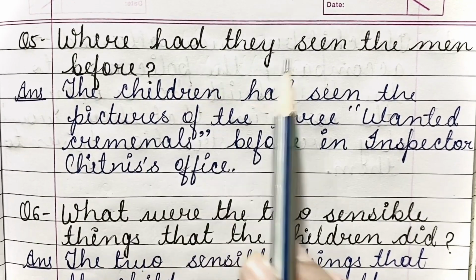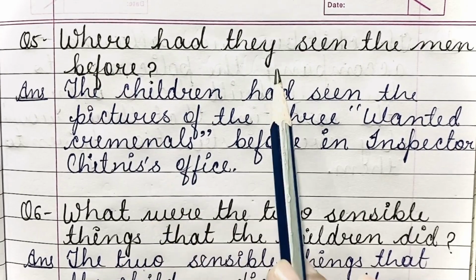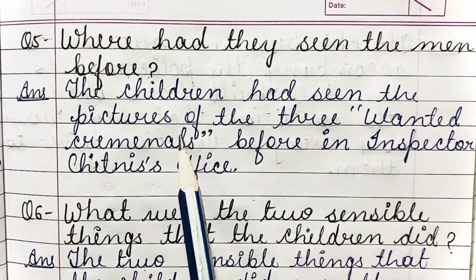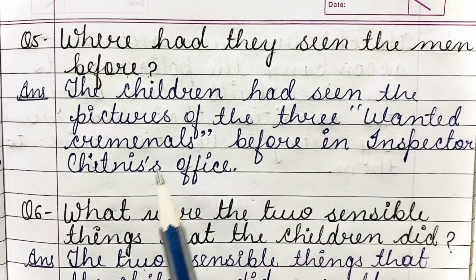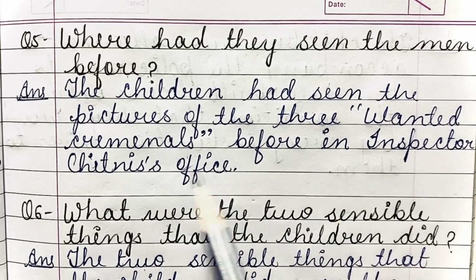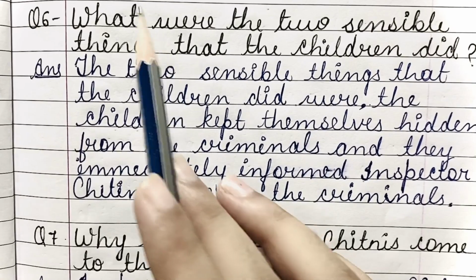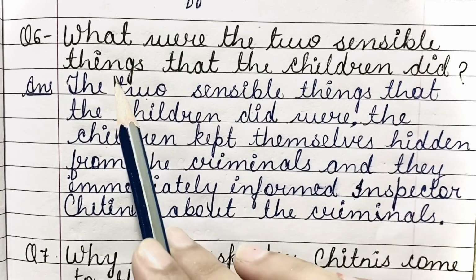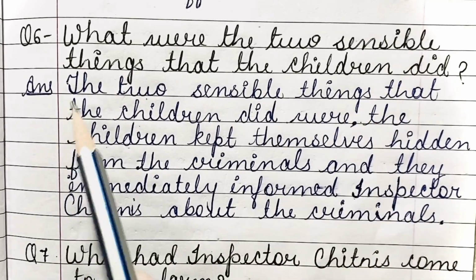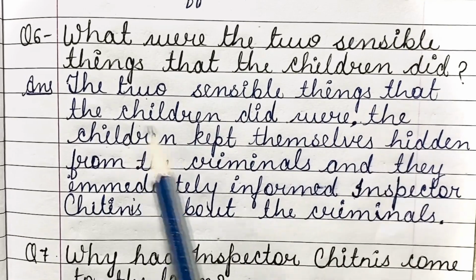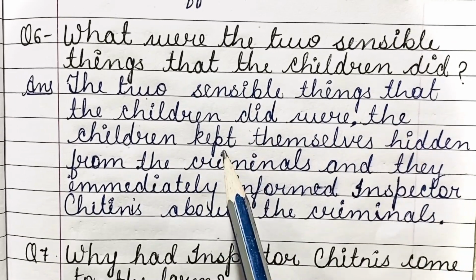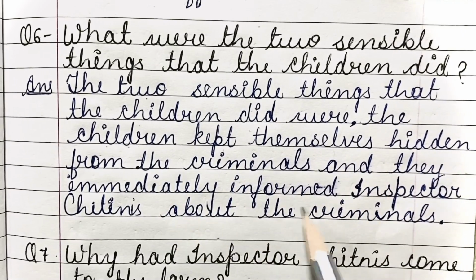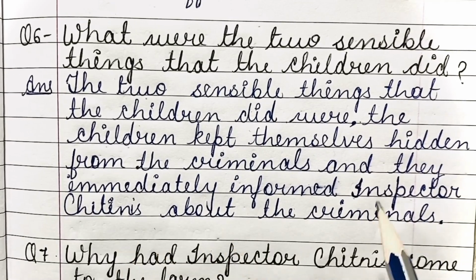Next question is question number 5. Where had they seen the man before? So the answer is, the children had seen the pictures of the 3 wanted criminals before in Inspector Chitnis' office. What a weird name is Chitnis. Question number 6 is, what were the 2 sensible things that the children did? So the 2 sensible things that the children did were, the children kept themselves hidden from the criminals and they immediately informed Inspector Chitnis about the criminals.